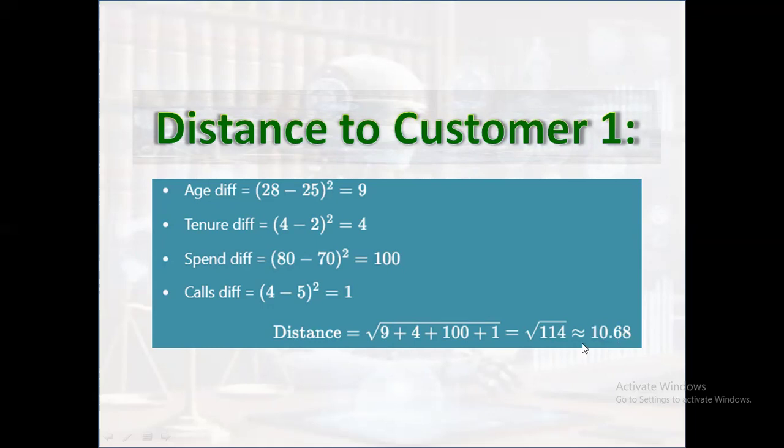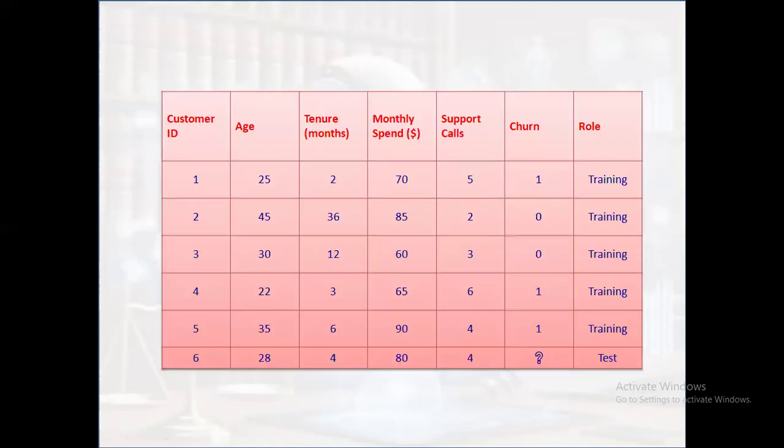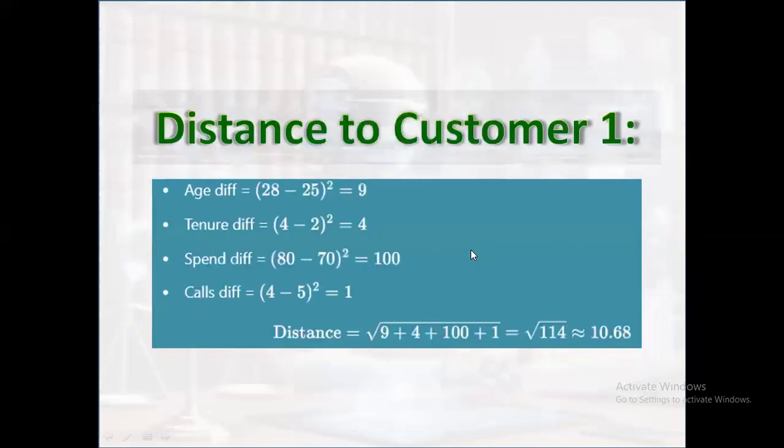I have used the calculator and calculated. Everyone, you can take the calculator and use it. Distance to customer 2: age difference is 28 minus 45. If you look into the table, it is 28 minus 45, 4 minus 36 square, 80 minus 85 the square, 4 minus 2 the whole square.